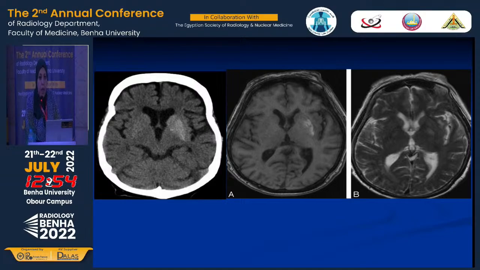Here, the patient has chorea on the right side, and the basal ganglia on the left side is hyperdense with no mass effect and no surrounding edema. It's not hematoma by the Hounsfield unit or the attenuation coefficient, and it is not calcification. There is corresponding high signal on T2 and variable signal on T1.